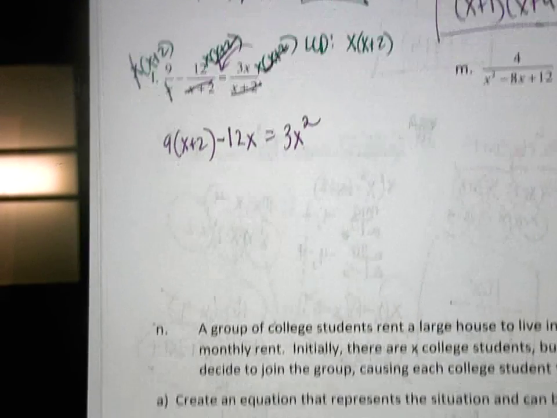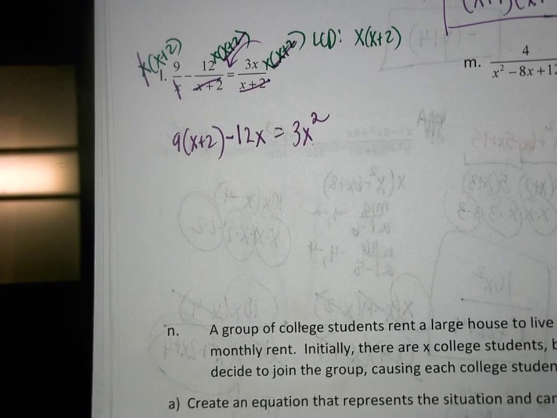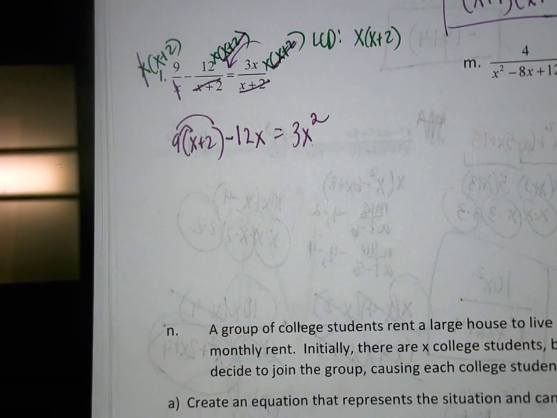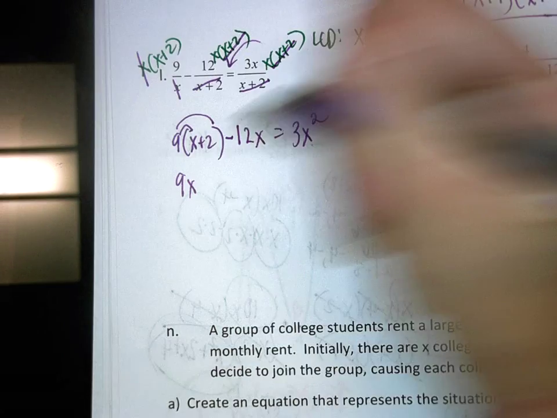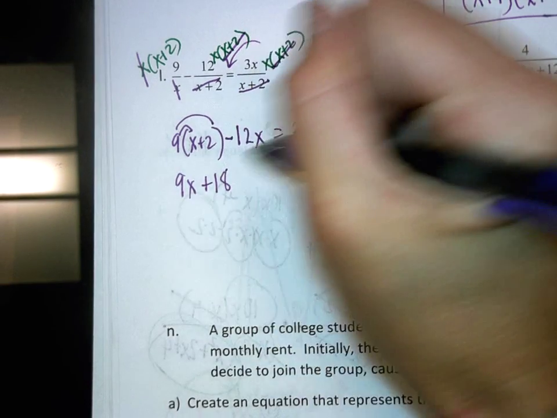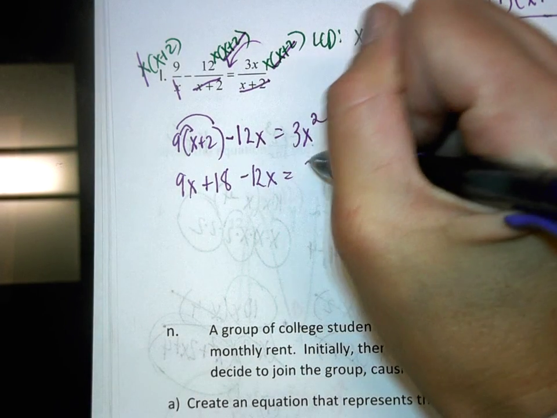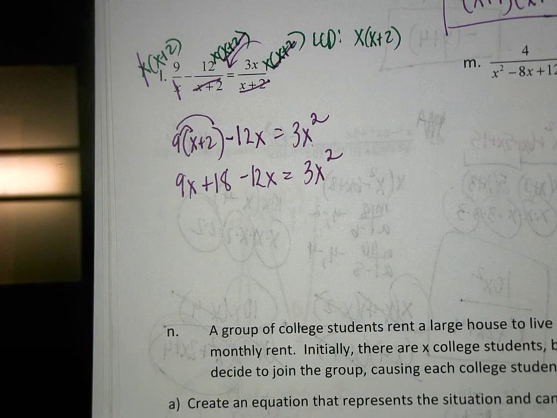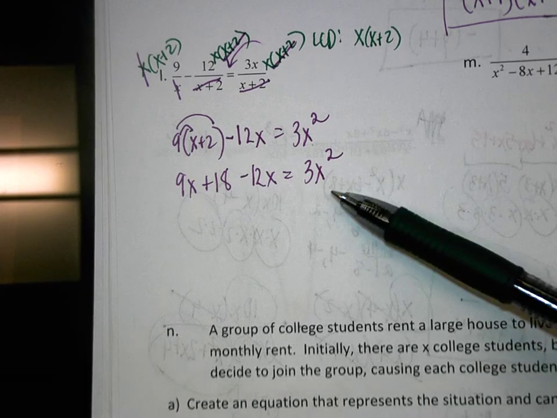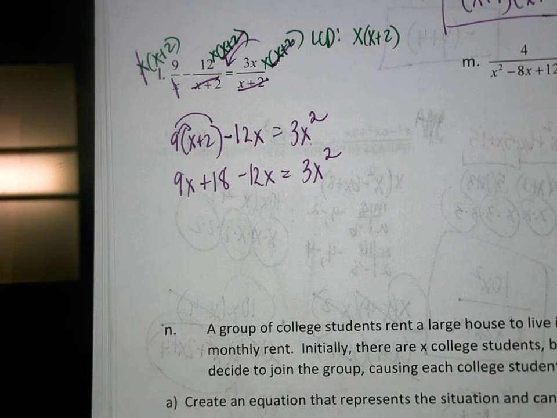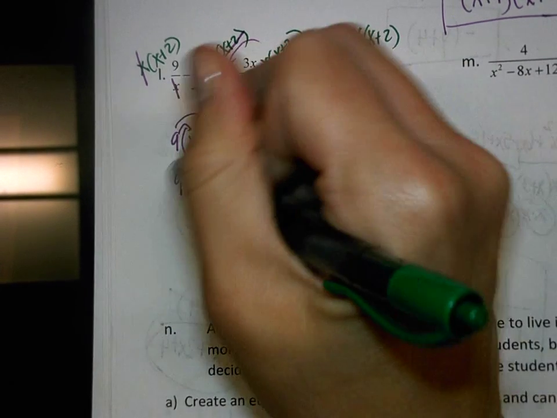Okay, so now we're going to simplify. I'm going to distribute the 9 through. 9 times x is 9x. 9 times 2 is 18. And then I have minus 12x equals 3x squared. What do you think we're going to have to do? Okay, so there's a lot of things, but because there's an x squared term, we know that we're going to end up having to factor, right? And anytime we factor, it has to be set equal to 0, which I heard some of you say.